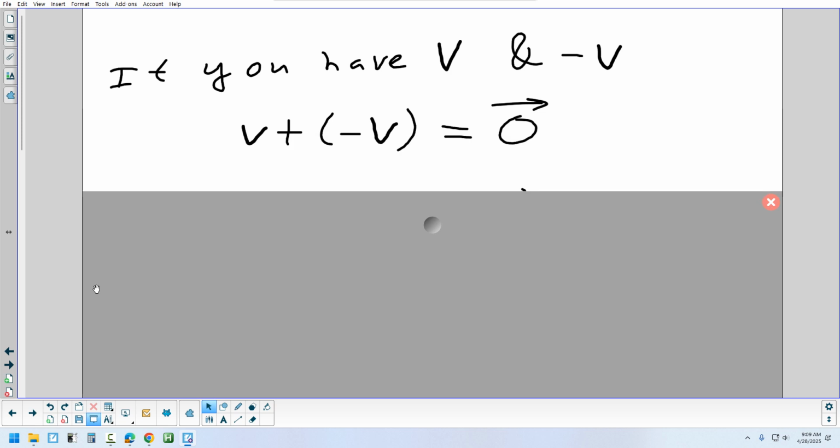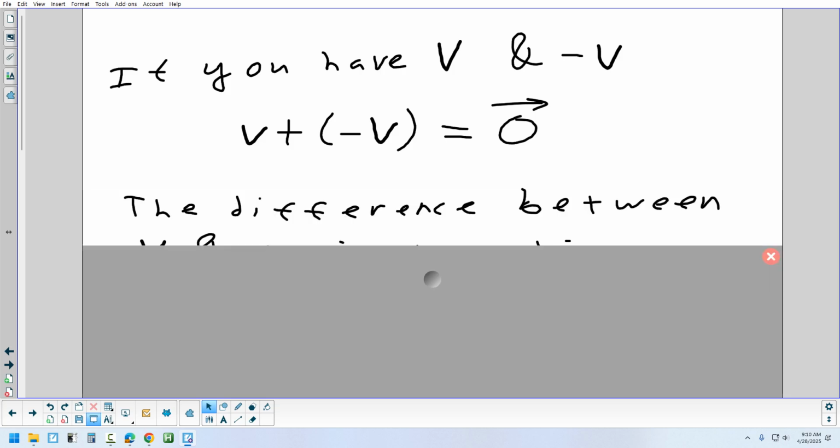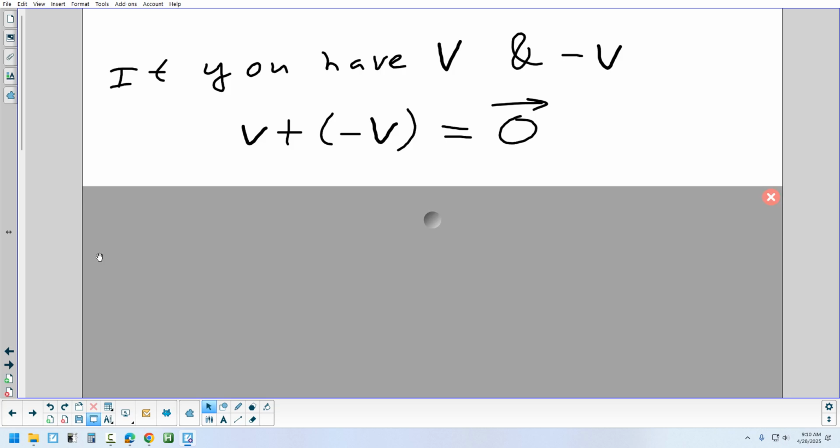Okay, so this one I already kind of showed you guys earlier. If you have two vectors, and one of them goes in the opposite direction as the other one, but it's the same length, they cancel each other out. And you get what's called the zero vector.